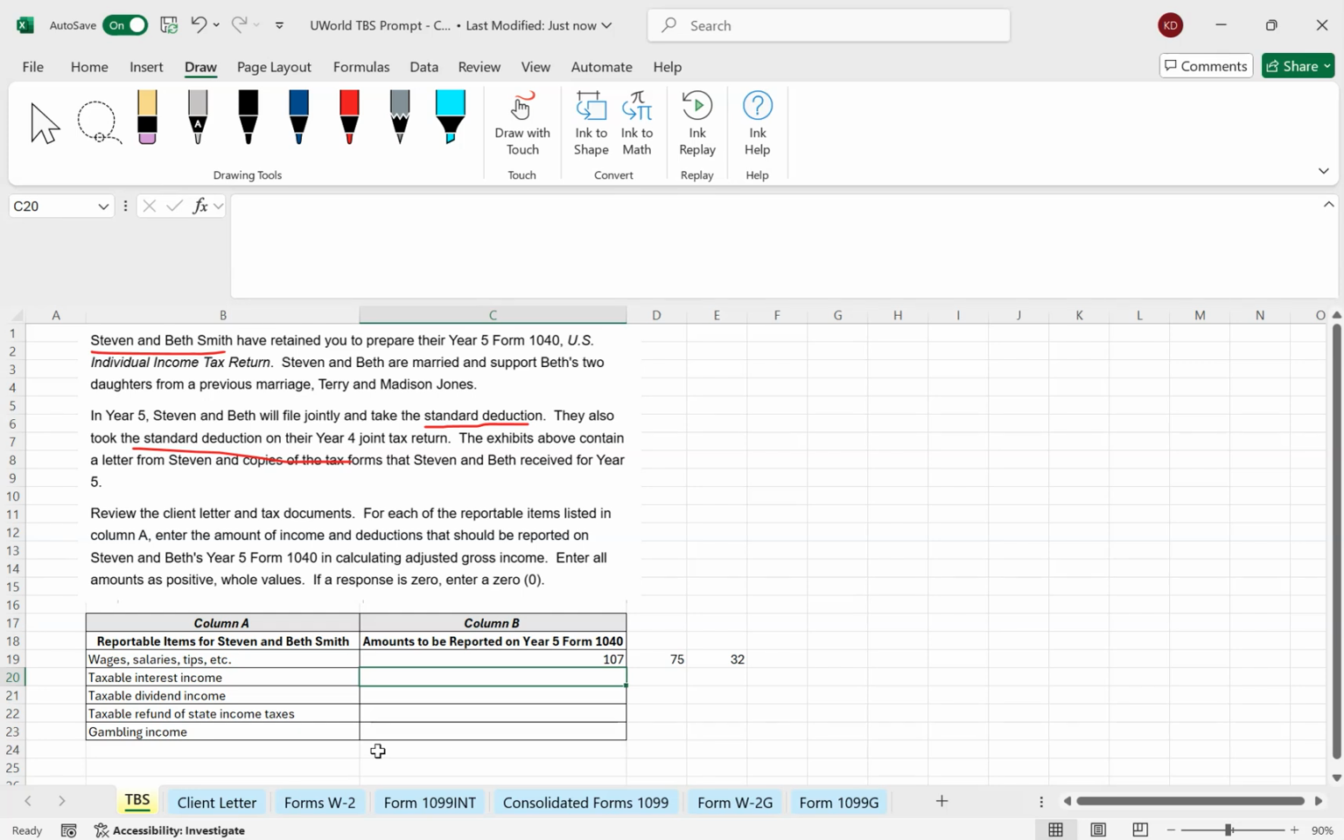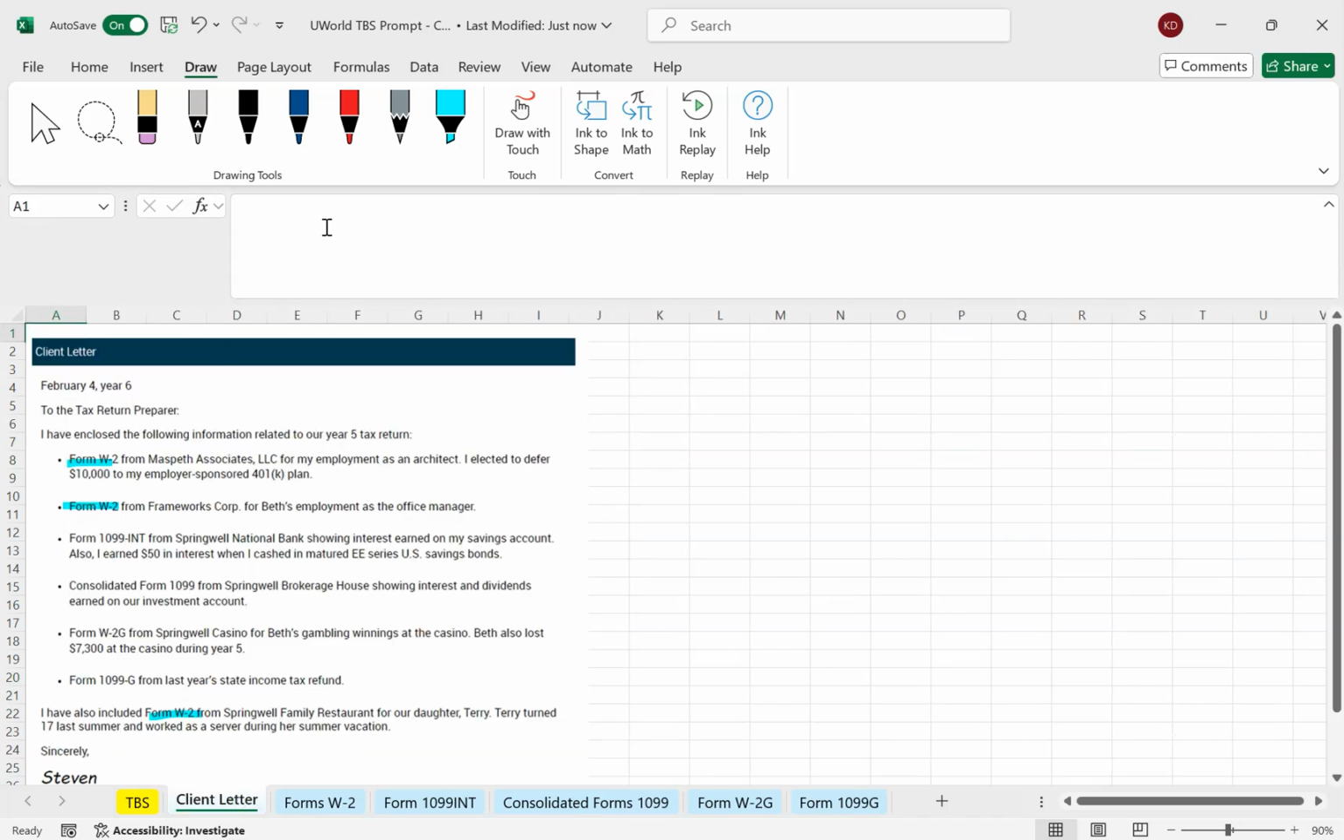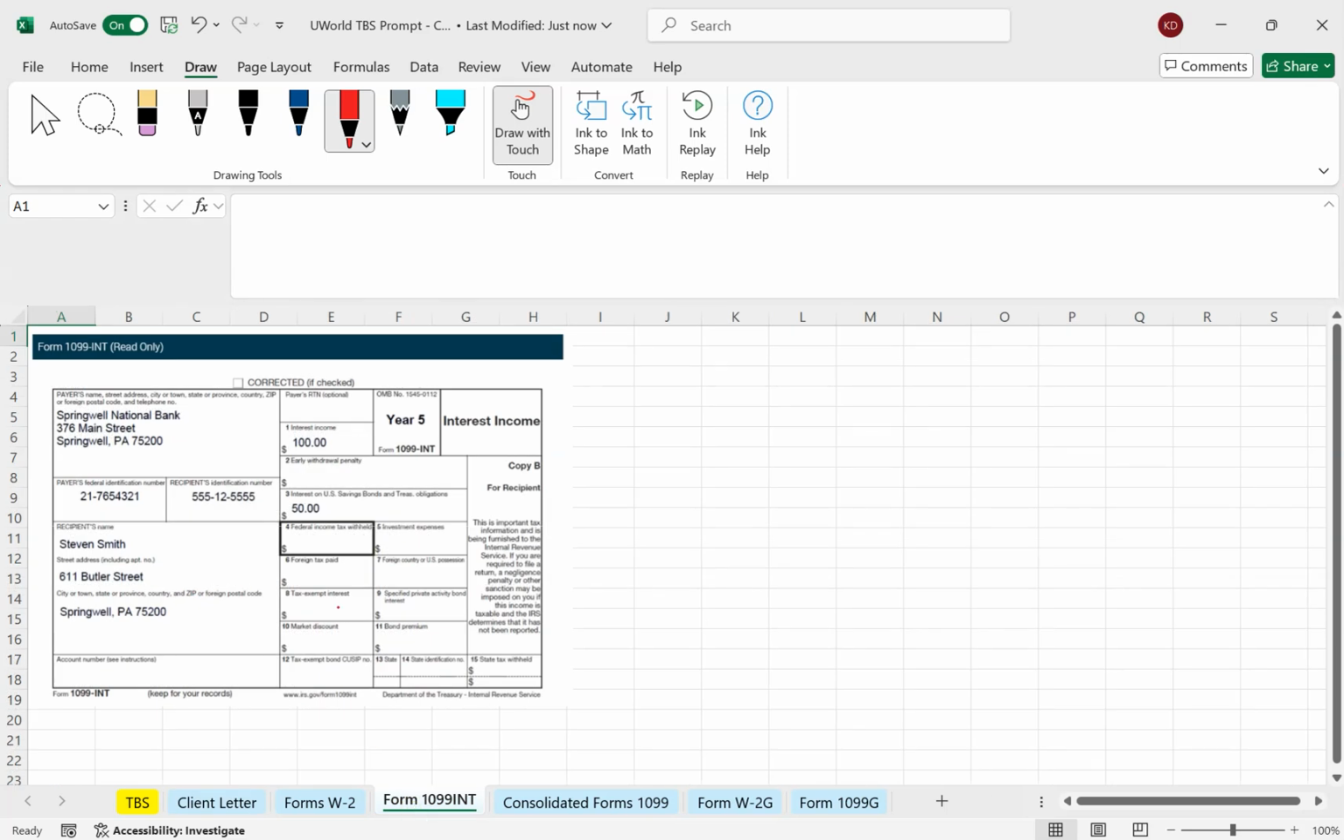Next, we have to consider the interest income. They're telling us that I have given you a 1099 INT as well as a 1099 consolidated. Looking at the 1099 INT, it looks like this is from a bank. There's $100 of interest income and then $50 of interest income from savings bonds, Series EE. Nothing in the facts indicates that we've used these for educational purposes. We're just going to assume that they are taxable.